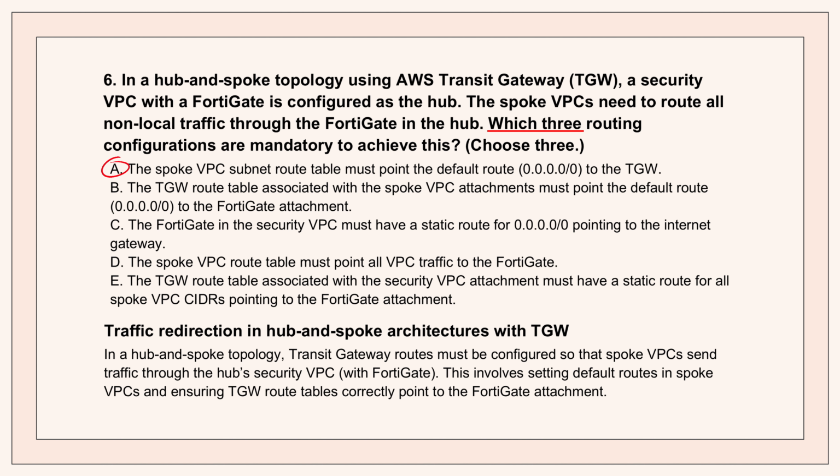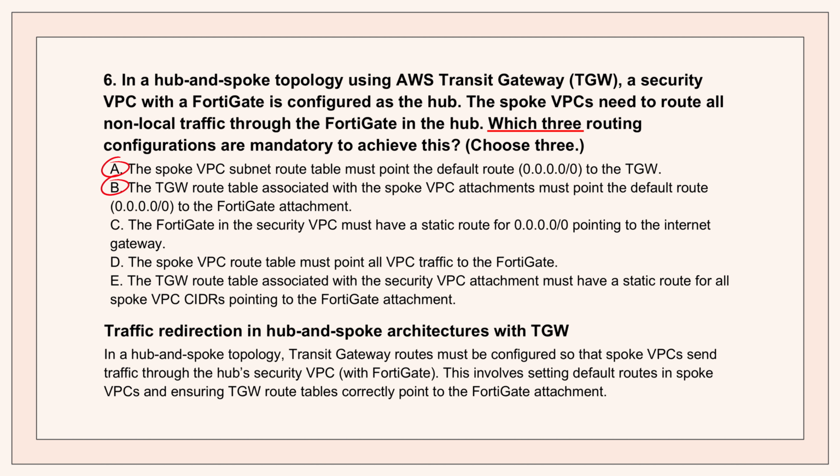Step 2. The TGW route table that's associated with the spoke VPC attachments needs its default route, 0.0.0.0/0, pointing specifically to the FortiGate attachment. So the TGW gets the traffic from the spoke. This rule then tells the TGW, okay, for anything going outside the defined spokes, basically internet-bound traffic or maybe traffic to other spokes, send it over to the FortiGate in the security VPC. This forces the traffic through the firewall. Got it. TGW sends non-local spoke traffic to the FortiGate.